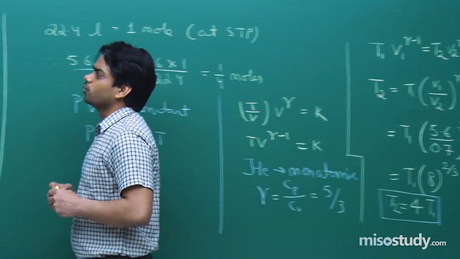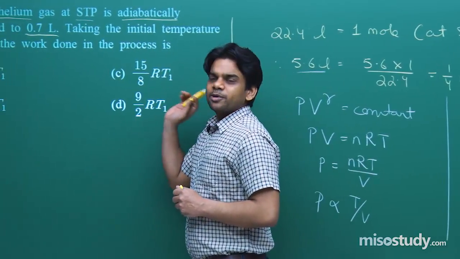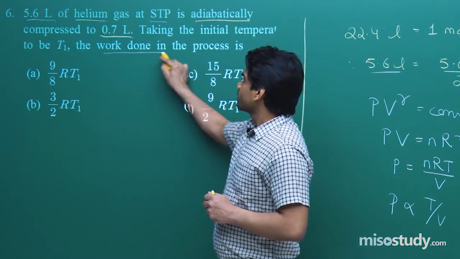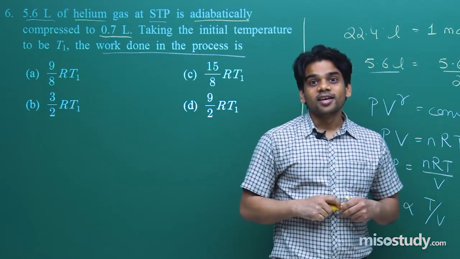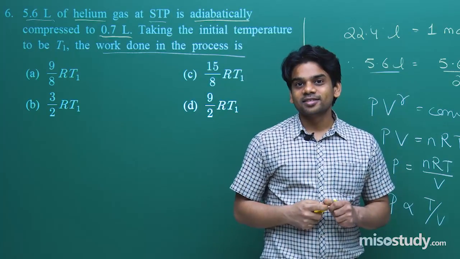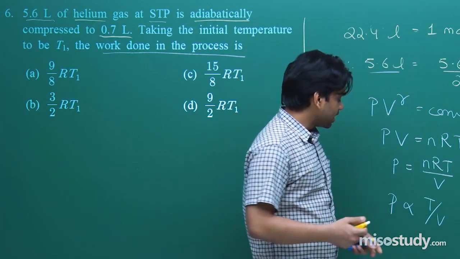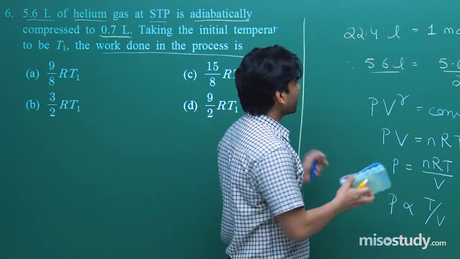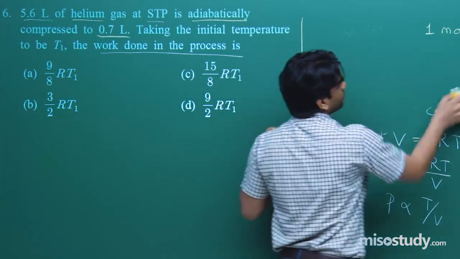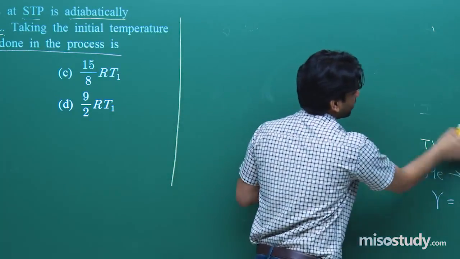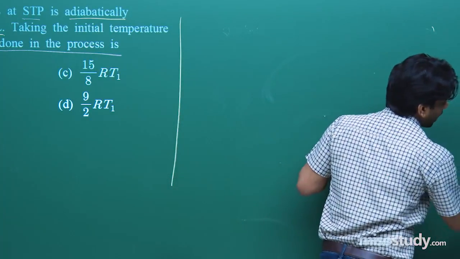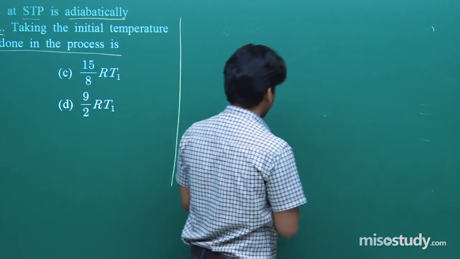Next, let's see what we need to do. Taking the initial temperature to be T1, we need to find the value of the work done in the process. Remember, 1/4 moles is the number of moles of gas in the container. In an adiabatic process, the heat energy supplied is 0, that is, delta Q is 0.